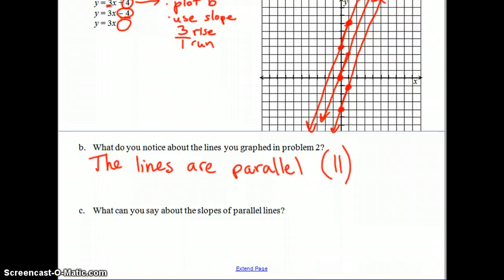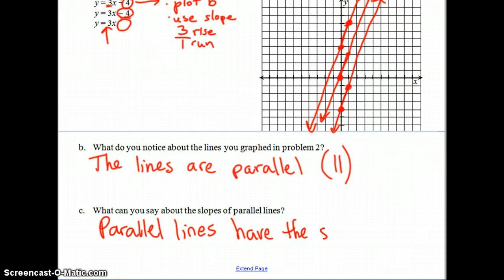Okay, what can you say about the slopes of parallel lines? Well, what did you notice about the slopes of all these lines? They were 3. So parallel lines have the same slope.